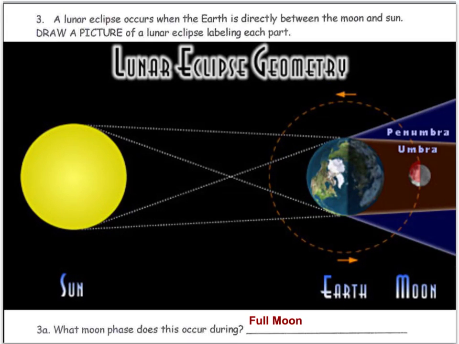Here's a lunar eclipse geometry, so you could see the moon is completely in the umbra. That means it's completely in the shadow. And you need a full moon for a lunar eclipse to happen. It's the big red moon. If you go on Google Images and you search lunar eclipse, you'll be able to see what I'm talking about.